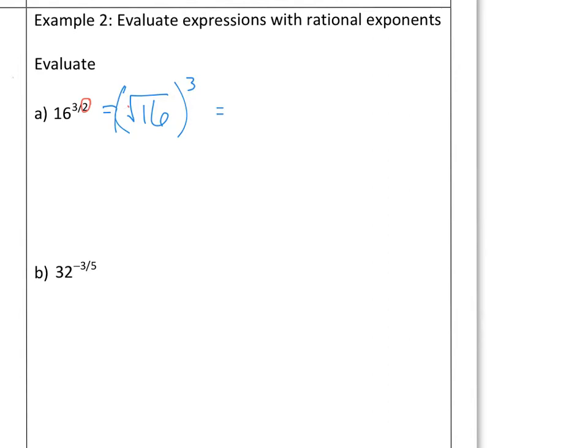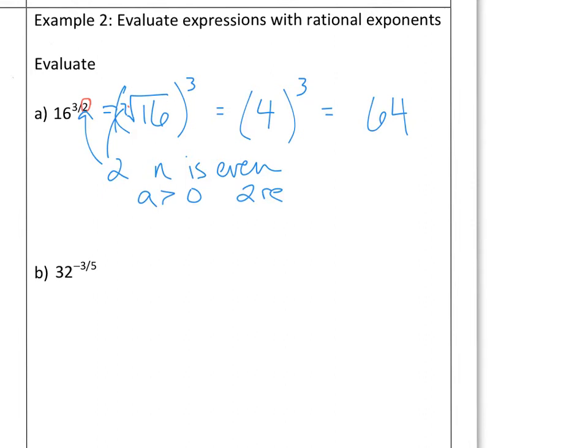And the square root of 16 is 4, so now we have 4 to the 3rd power, and 4 to the 3rd power is 64. The only thing that we want to double check here is what our index was. So if we look right here, we know that our index is 2, which means that n is even, and a is positive, so we need two real solutions. So we're going to add a plus or minus to all of our work. Plus or minus.